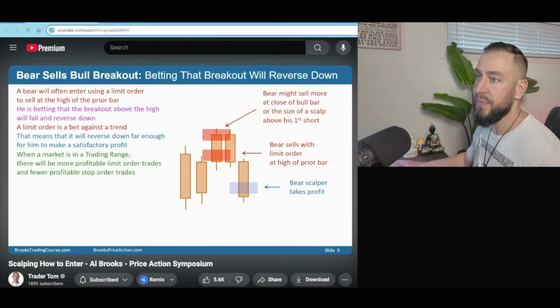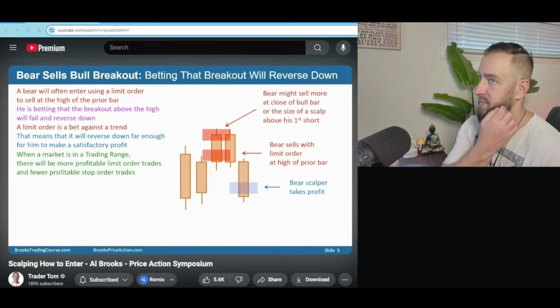When the market's in a trading range, there will be far fewer profitable stop order trades and far more profitable limit order trades. Because in a trading range, you're getting a lot of reversals, and a limit order trade is a bet on reversal.